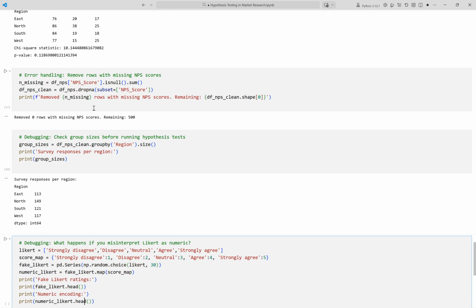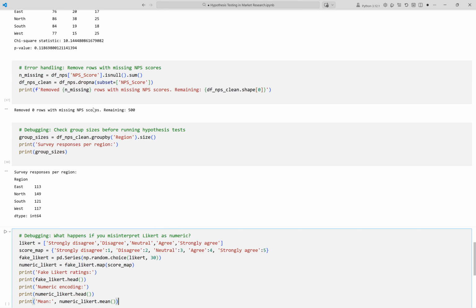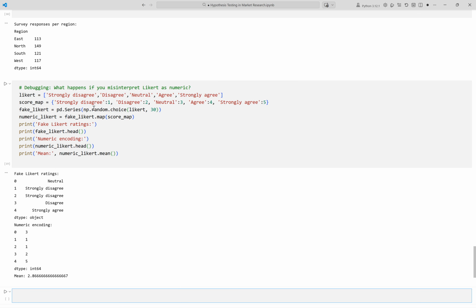Running the cell now. This output shows how Likert scale responses are mapped to numeric scores from 1 to 5. Notice the categorical labels remain descriptive while their numeric encodings allow calculation of a mean, here about 2.87. The lesson highlights that treating ordinal Likert data as simple numbers can be misleading, so understanding its categorical nature and distribution is crucial for valid market research insights. Always check if group sizes and measurement scales suit the hypothesis test you are using.